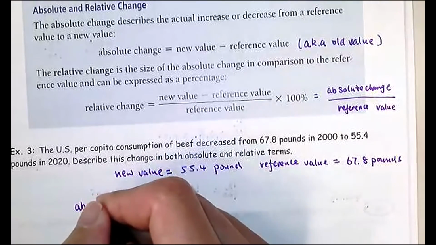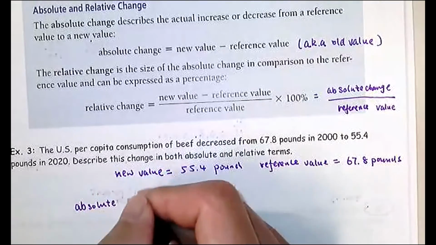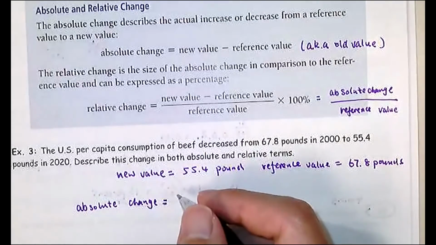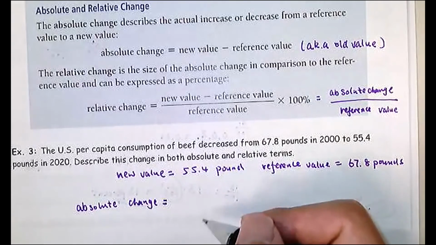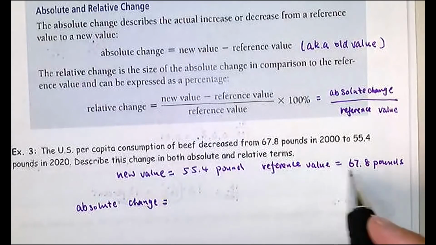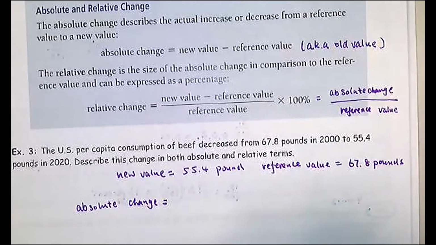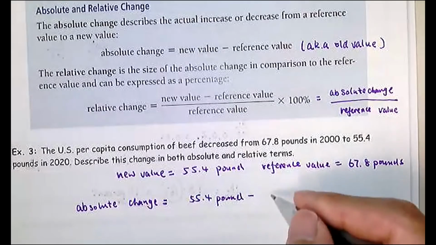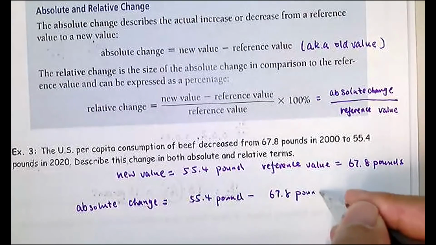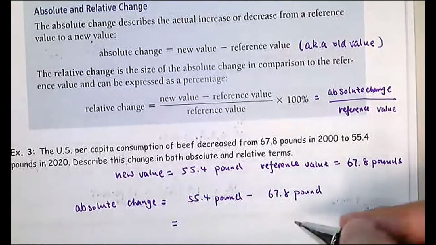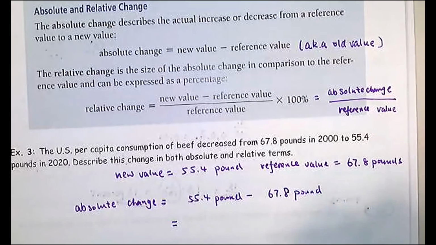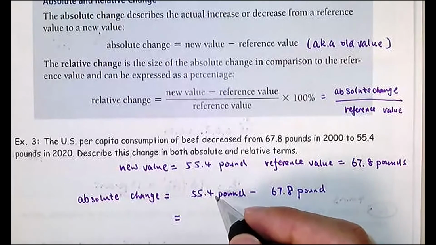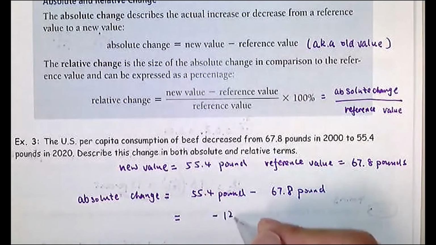So the absolute change equals the new value subtracted by the reference value, which is 55.4 pounds subtracted by 67.8 pounds. What is the value here? Can anyone tell me? Negative 12.4. Thank you very much.